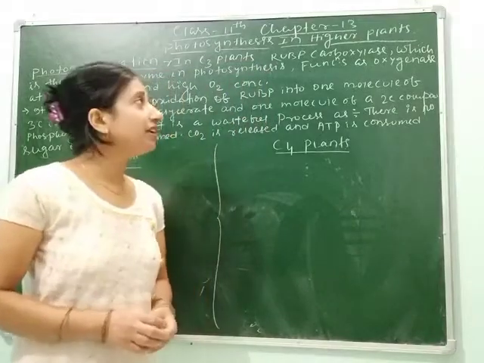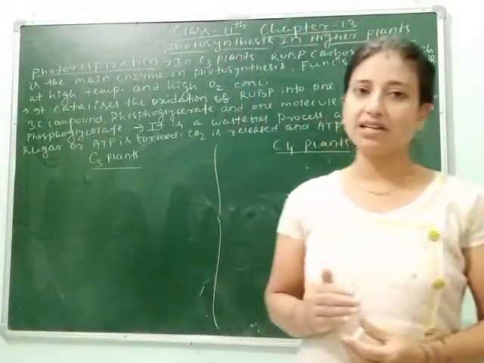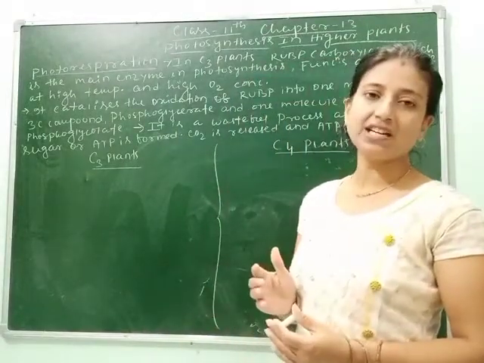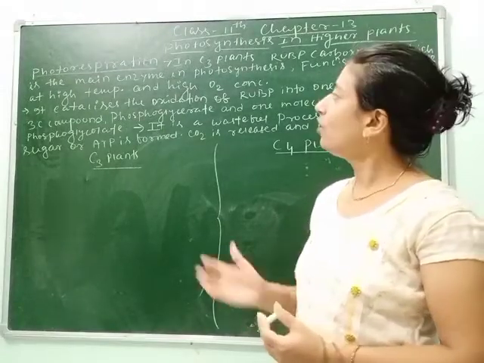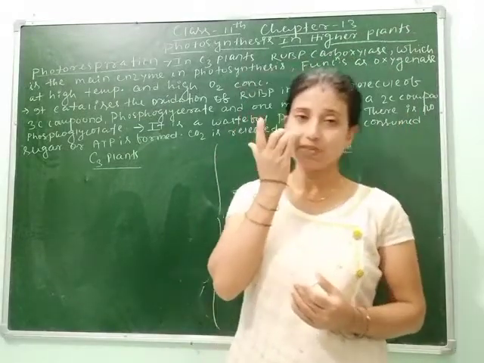So as you know, we are continuing with chapter 13 of class 11, that is photosynthesis in higher plants. In our previous classes, we have completed the C3 and C4 cycles, meaning the Calvin cycle and the Hatch-Slack pathway. Today we will study photorespiration. So let's understand what photorespiration is.